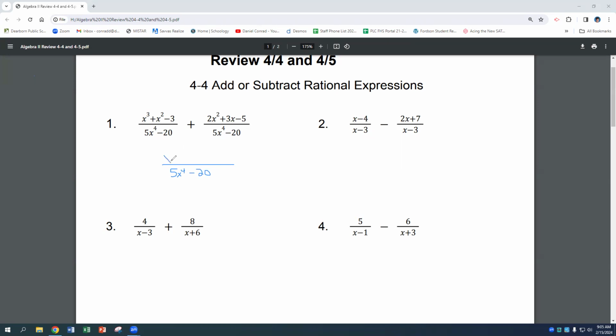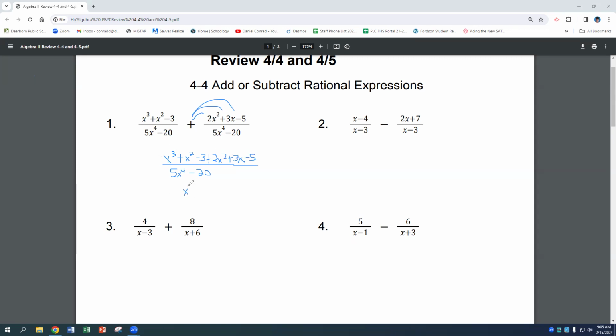So we have x to the 3rd plus x squared minus 3. Okay, and then we have plus, so these are all going to stay the same signs, plus 2x squared plus 3x and minus 5. Okay, we just got to combine like terms.